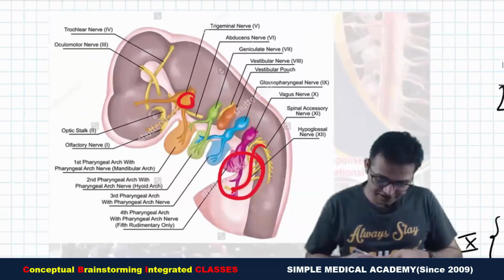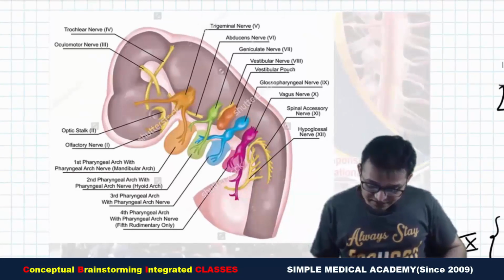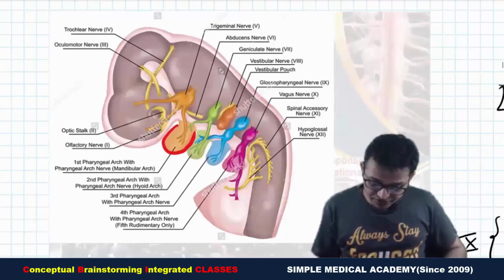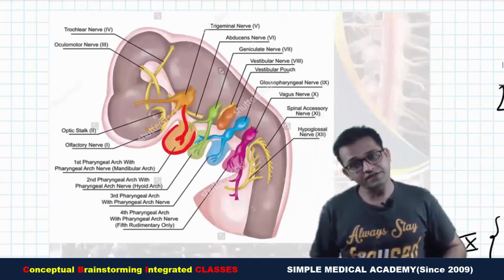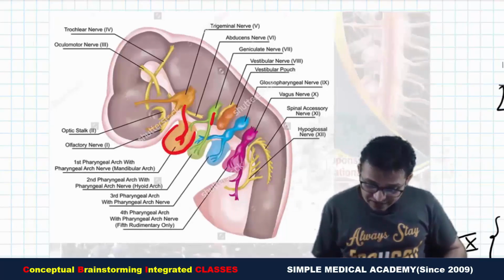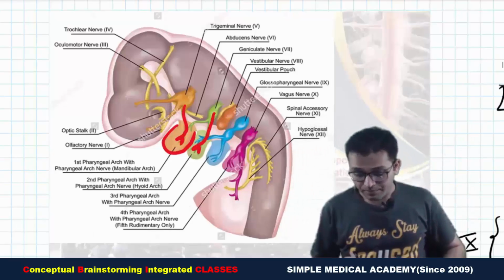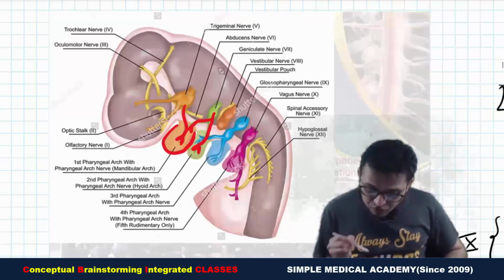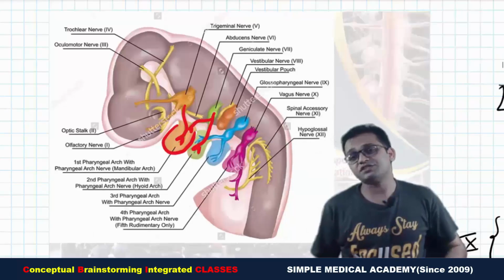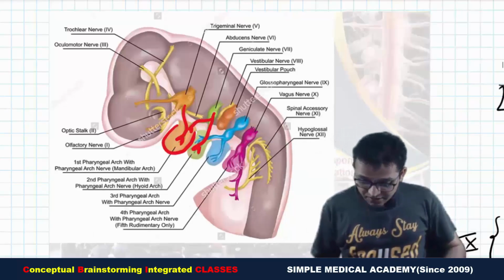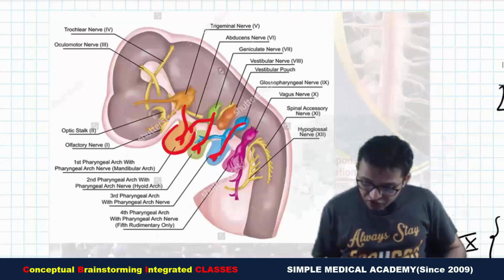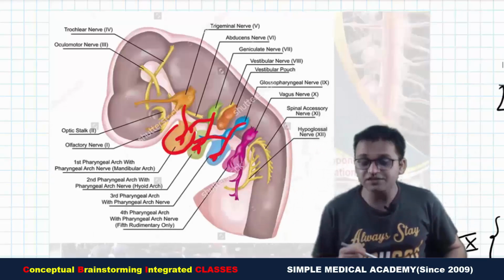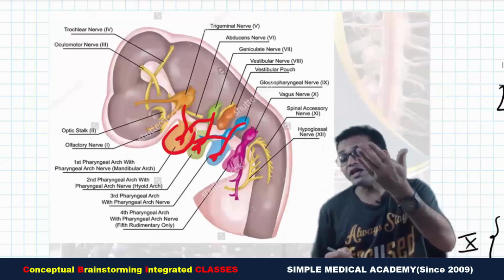For your standard preparation, see here, this is the first arch. Can you see which nerve is running? Definitely the mandibular nerve. The next nerve is the nerve of the second arch, that is the facial nerve. But can you see the facial nerve is sending one more branch which is running inside the first arch. Yes. In the same way, the nerve of the third arch, the glossopharyngeal nerve, is sending one branch which is running in the arch above.